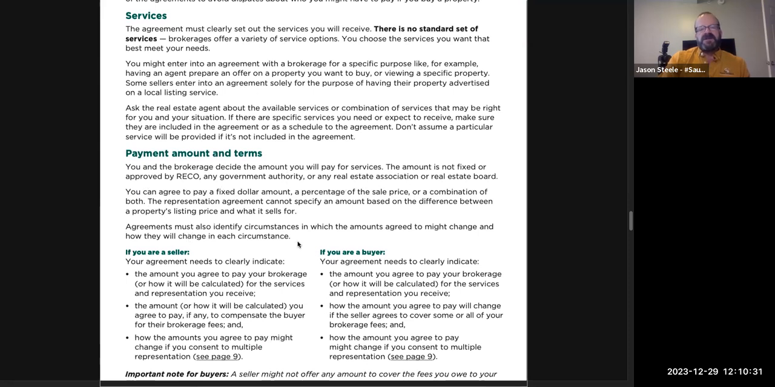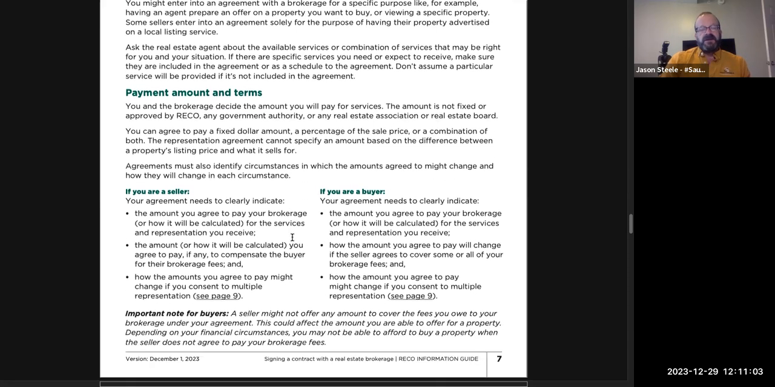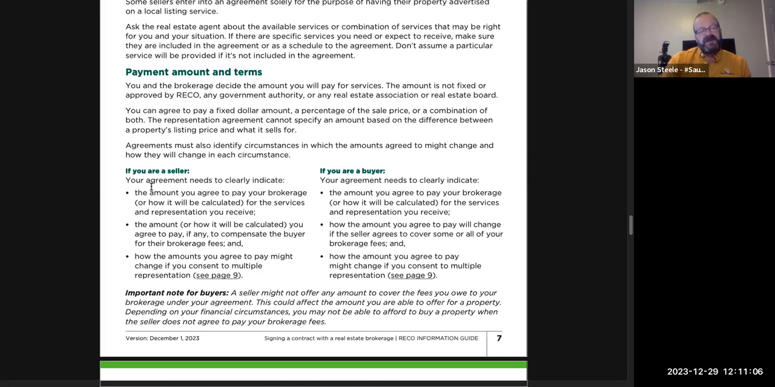And agreements must also identify circumstances in which these amounts agreed to might change and how they will change in each circumstance. For an example, if I'm representing you at, and I'm just throwing a number out there, 5%, and we end up in multiple representation, I can choose and agree with you to reduce that compensation down to, say, 4%. I will remove 1% or 2%. Again, that is up to you and your broker representative.